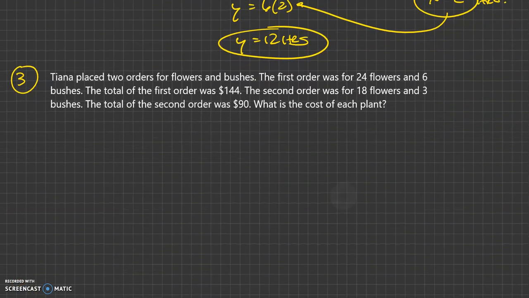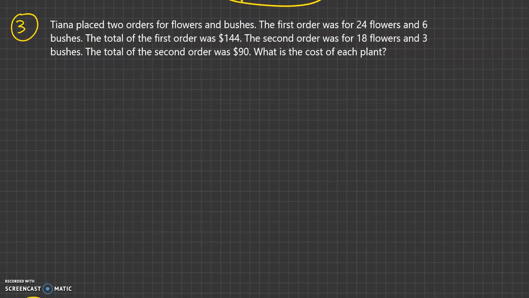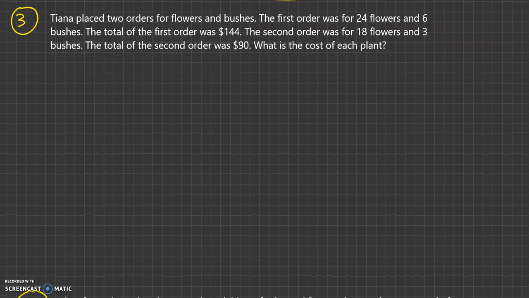All right, let's go ahead and look at problem number 3. Tiana placed 2 orders for flowers and bushes. The first order was for 24 flowers and 6 bushes, and the total of the first order was $144. Let's just stop right there. We know we have 2 orders, and we're dealing with flowers and bushes. So why don't we just say that x is flowers and y is equal to bushes.